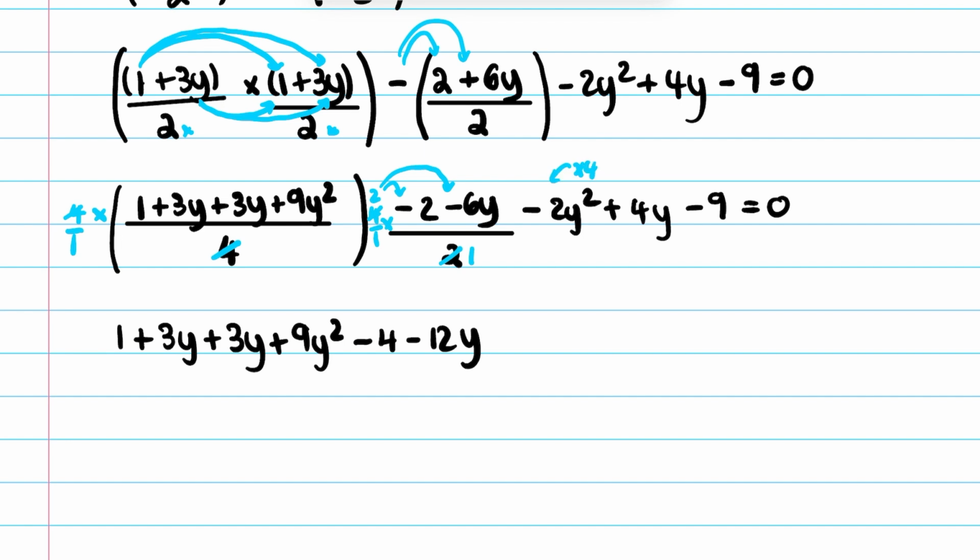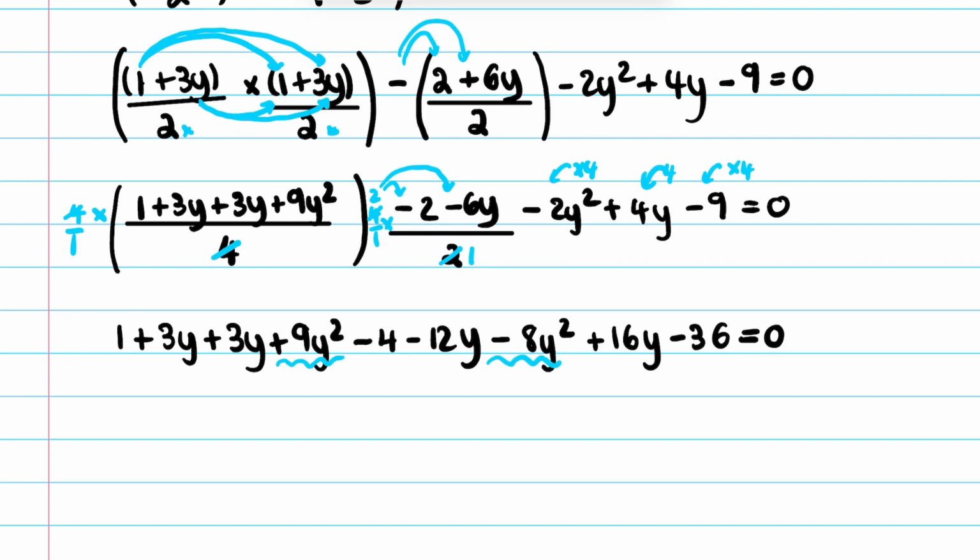Then I need to make sure I say negative 2y times 4, which is going to give me minus 8y squared. Then I need to say positive 4y times 4. That's going to give me positive 16y. And then the final one, I must times negative 9 by 4. And that's going to give me negative 36 equals to 0. Awesome. Now you can simplify.